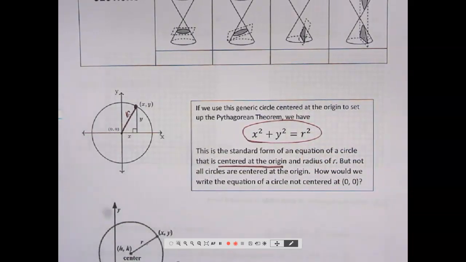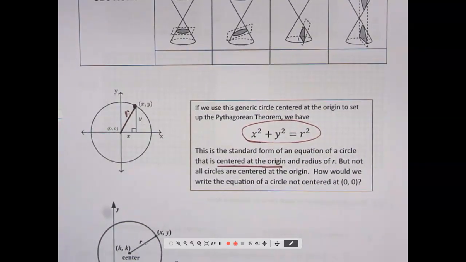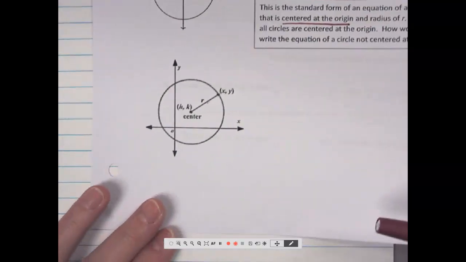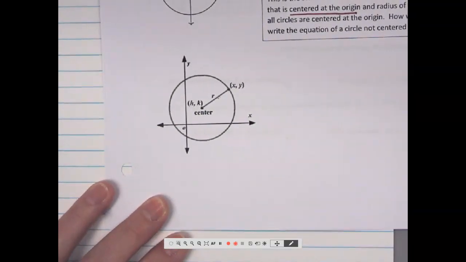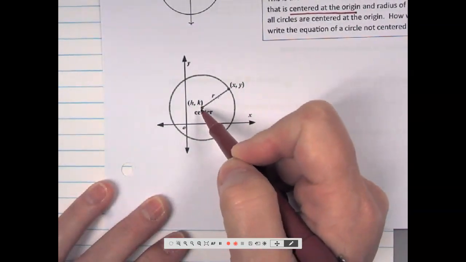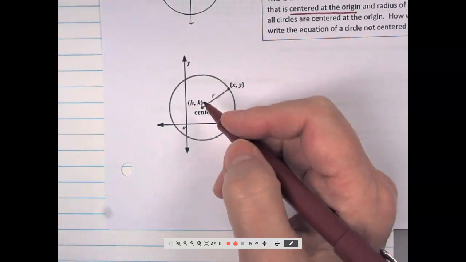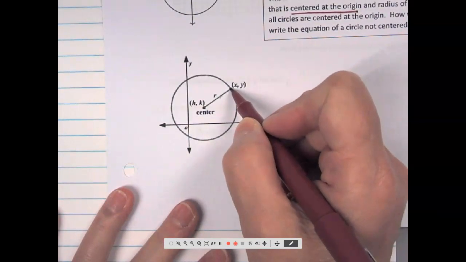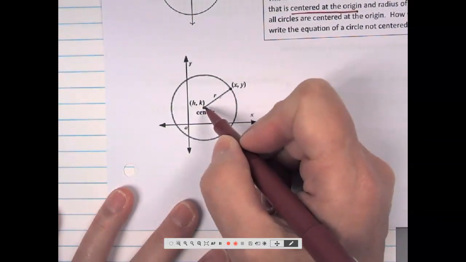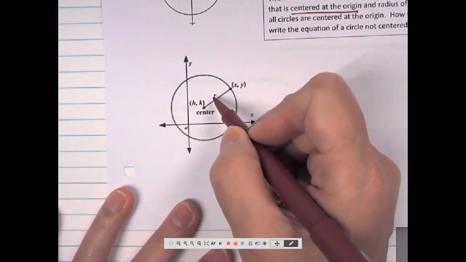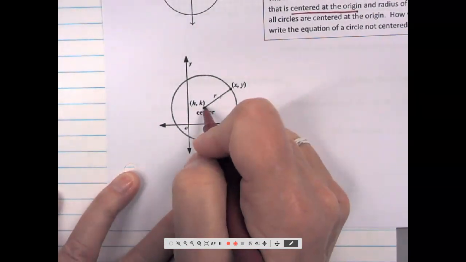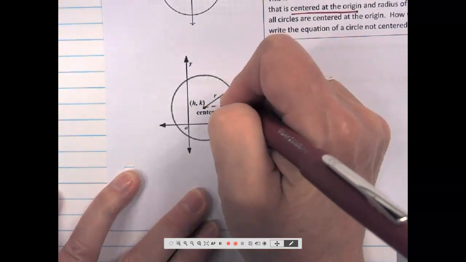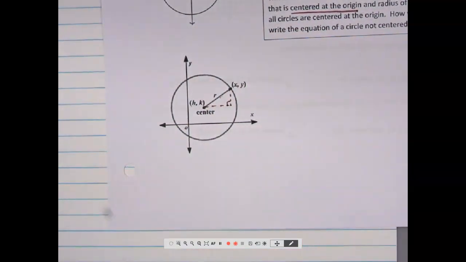Okay, but not all circles are centered at the origin. Most are not, right? So how would we write the equation of a circle when it's not centered at the origin? Okay, so the generic circle that I have here has a center point h, k. And those are just the coordinates that we generically use for the center of a circle when it's not 0, 0. I have a generic ordered pair x, y that's on the circle. And if I connect the center to a point on the circle, then that's the radius, right? Okay, so I'm going to still form a right triangle. But my right triangle is going to be stuck in that circle somewhere.